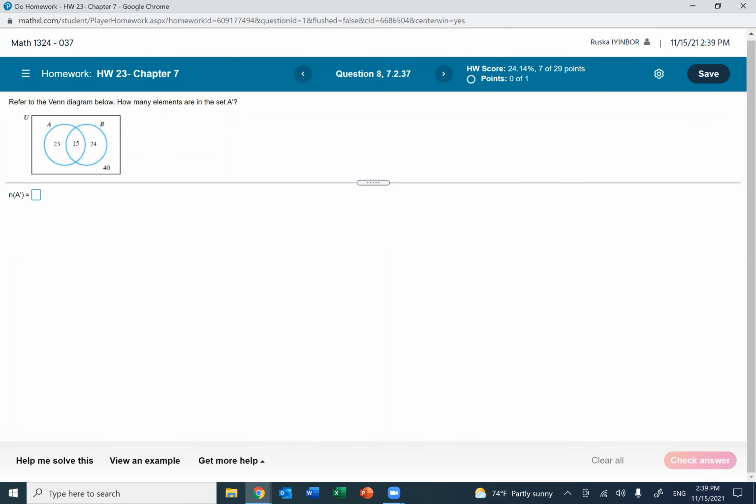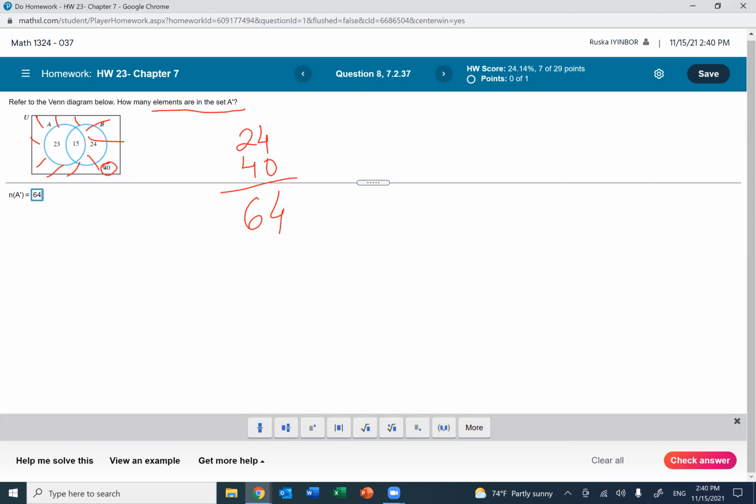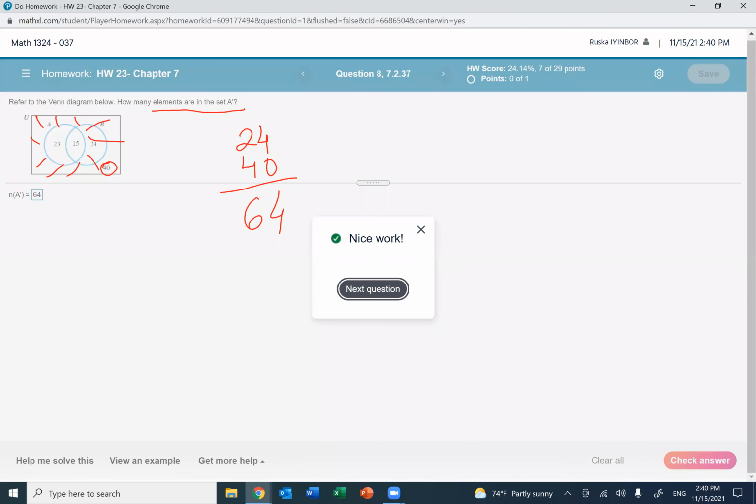The next one is another one. We have this Venn diagram and we need to find how many elements are in set A prime. A prime means everything outside of A. So what are the numbers outside of A? 24 and 40, right? So we're going to add 24 and 40, because these 40 here represent the numbers outside of the union of A and B. So when I add this, I'm going to get 64 also. And let's see, that's good.